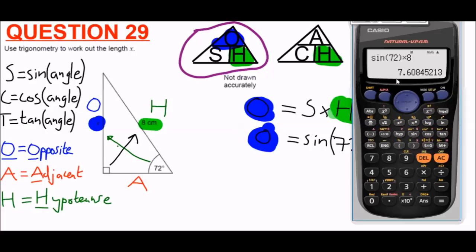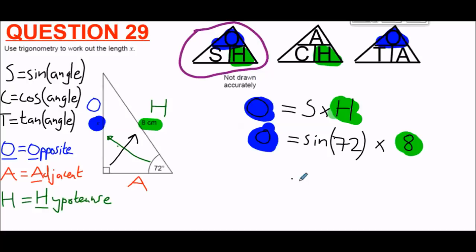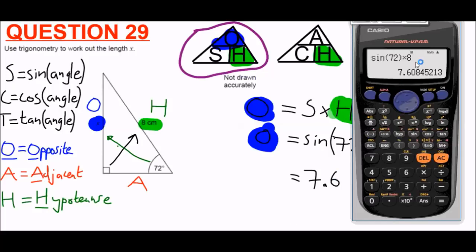7.608. Now, it doesn't say how accurate to give the answer for this one. If in doubt, you can use either 3 significant figures or even 1 decimal place. But for this one, as I've said before, if you're not sure, just round off to 3 significant figures. And so, writing down what this one is, it's 7.6, but next to the 6 is a 0. So it's either going to be 7.60 or 7.61 if that 0 rounds up.